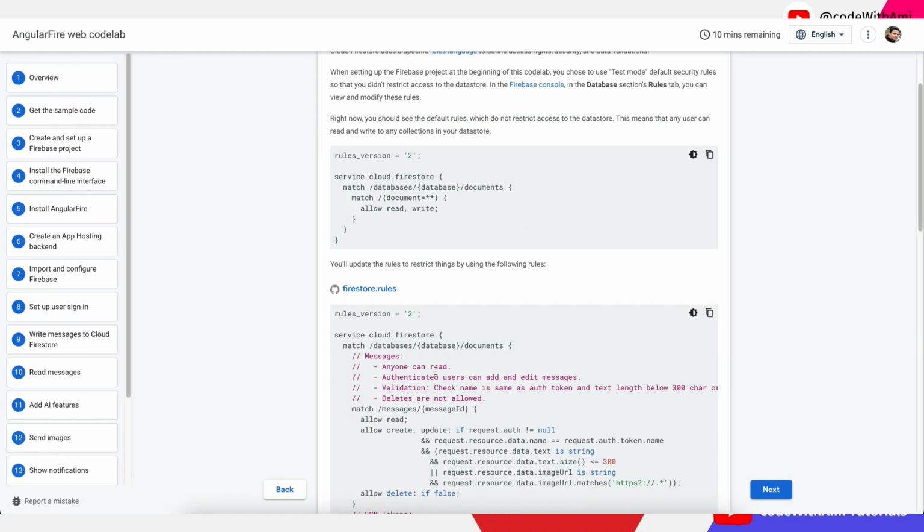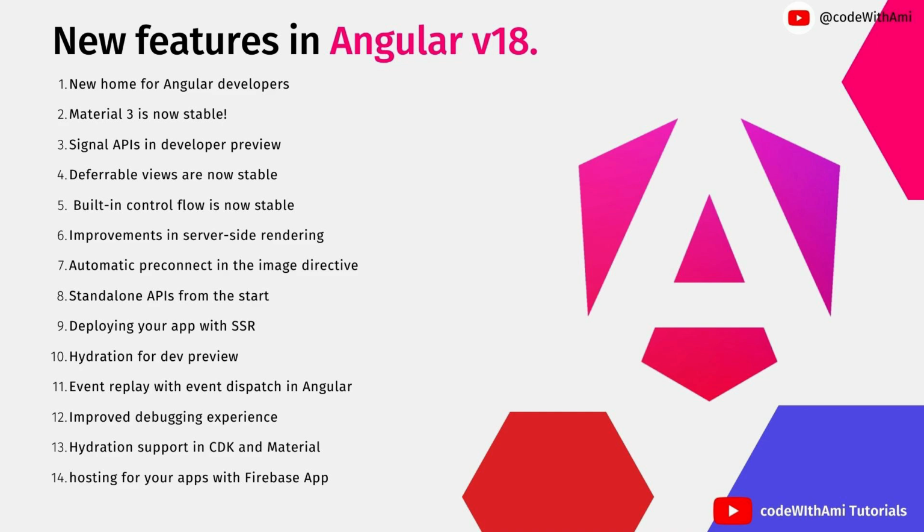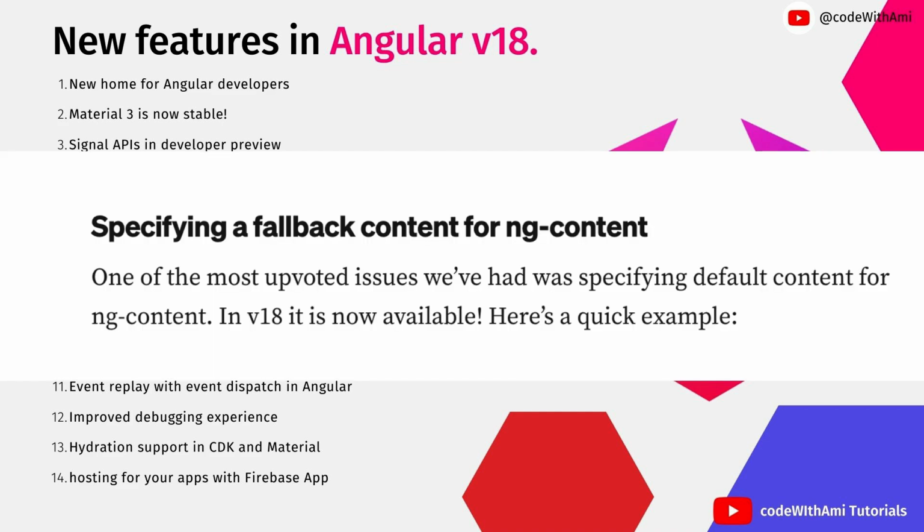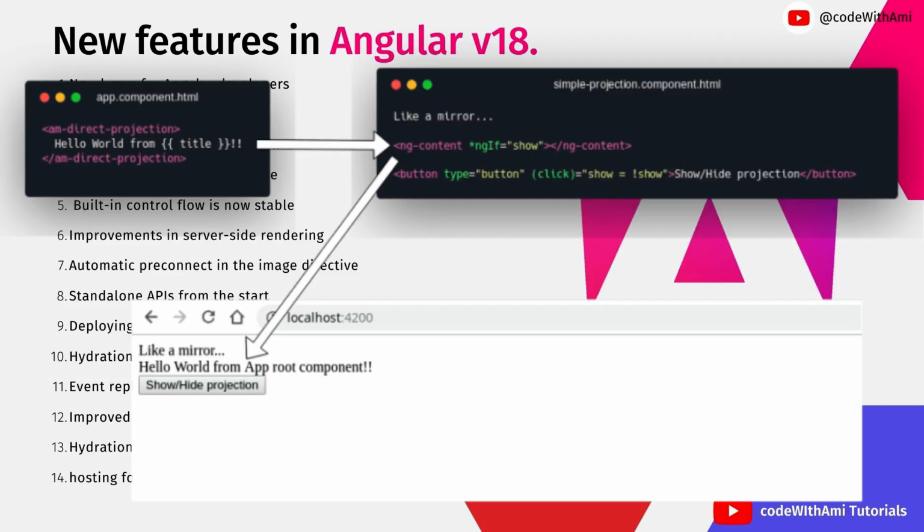And here are some other important features of Angular 18. First is specifying fallback content for ng-content. One of the most upvoted issues for the Angular team was specifying default content for ng-content. If you are an Angular developer and have been working with Angular for a long time, then you must already be aware of what ng-content is.